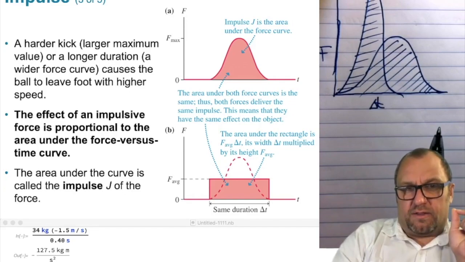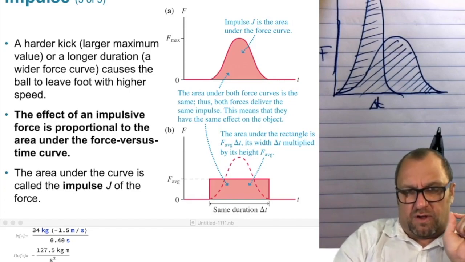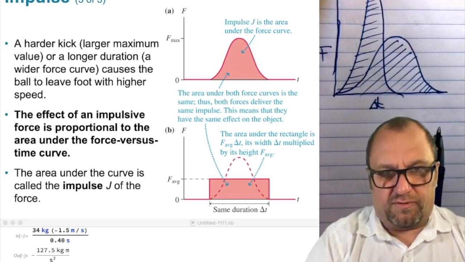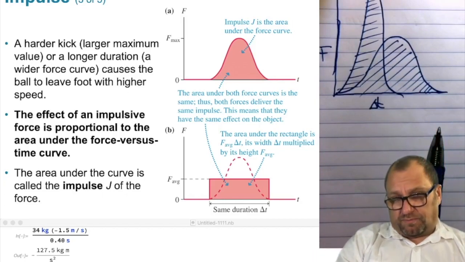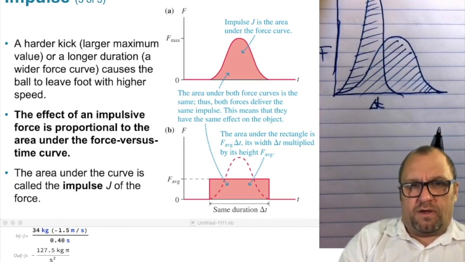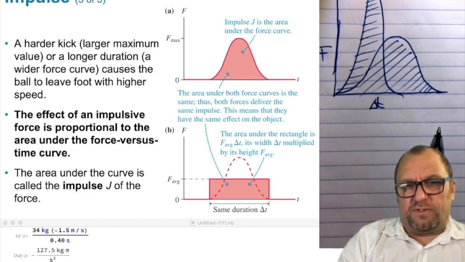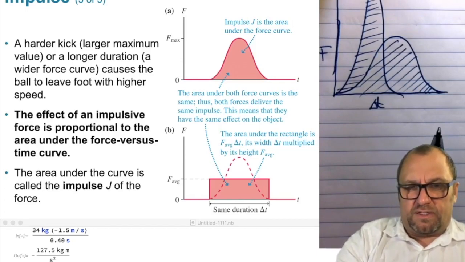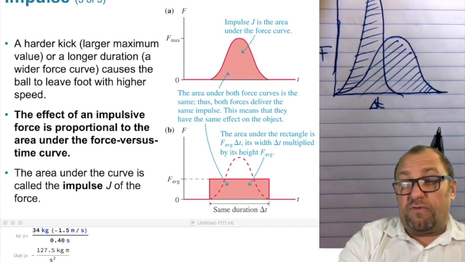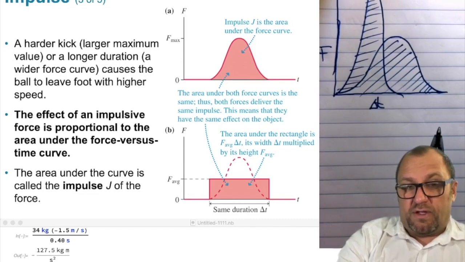A harder kick, a larger maximum value, for a longer duration, or a wider force curve, causes the ball to leave the foot with a higher speed. The effect of an impulsive force is proportional to the area under the force versus time curve. So if we want to know what our impulse is, we need to find the area under the curve.